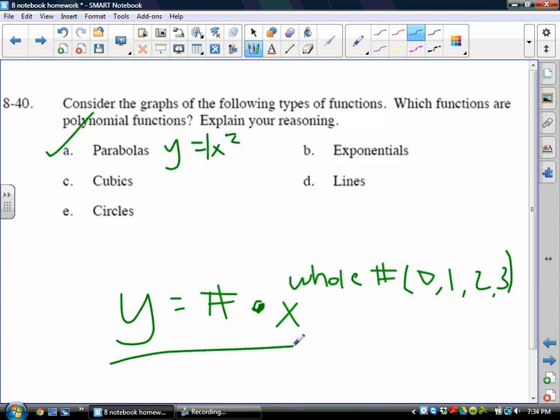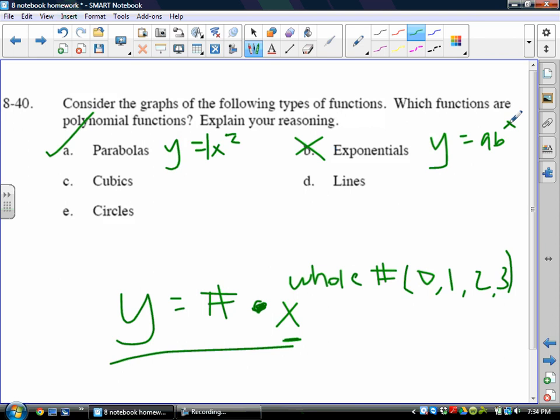Exponential is y equals a times b to the x, where a is a number, b is a number, and x is just x. Now x is not the exponent down here for polynomials, so exponential equations are not polynomials because the exponent is not allowed to be the variable for polynomials.